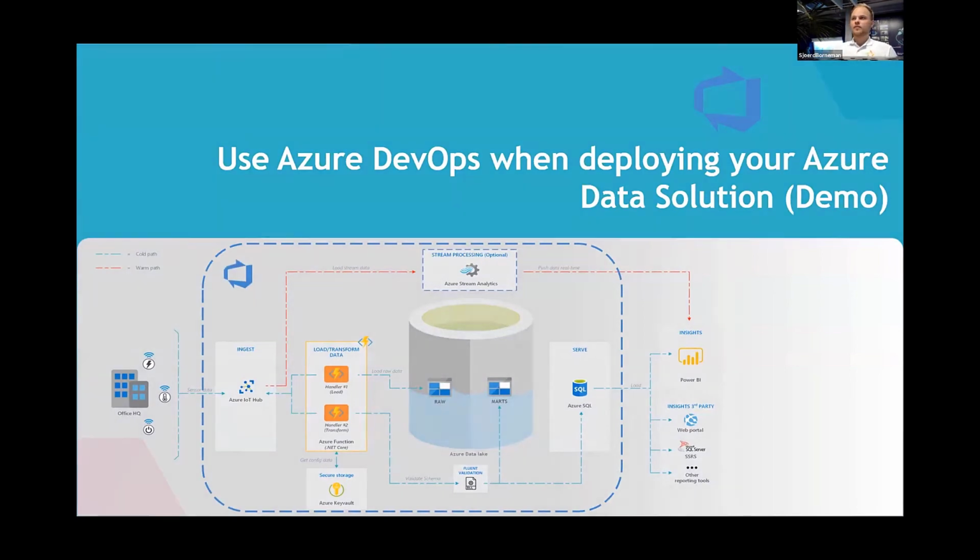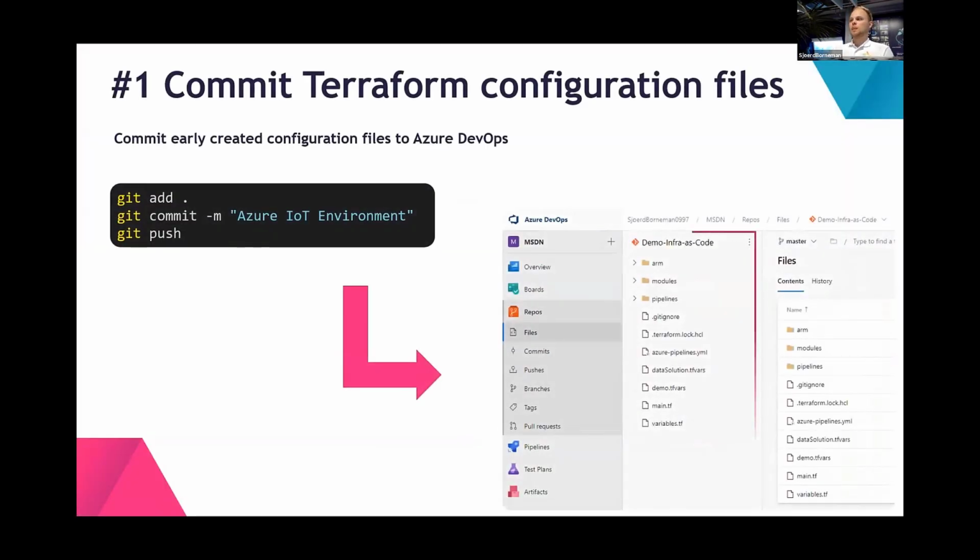So how do we do this? First, we have to create an Azure repo, which contains all our Terraform configuration files. And when you created those in, for example, Visual Studio Code, you can run certain Git commands to commit those configuration files to your Azure repository by using these three commands. When you have committed those files, you can see in the repository that all the Terraform configuration files are being stored in Azure DevOps.